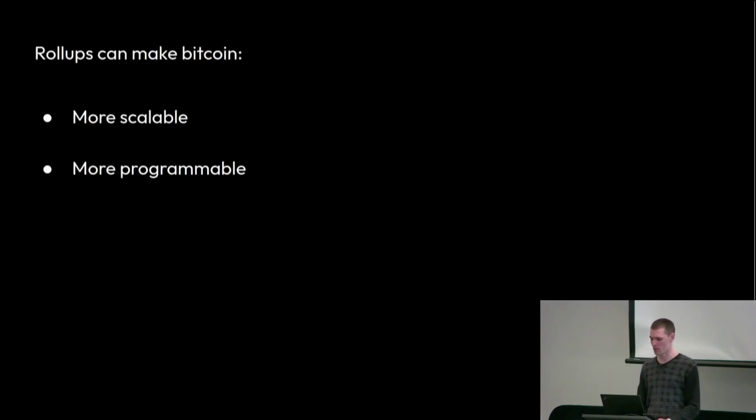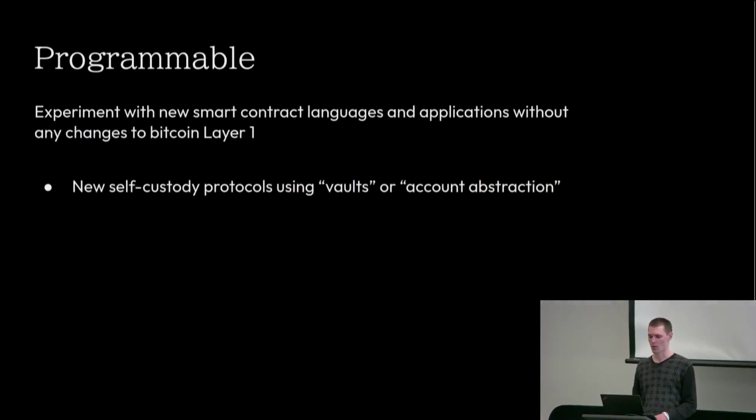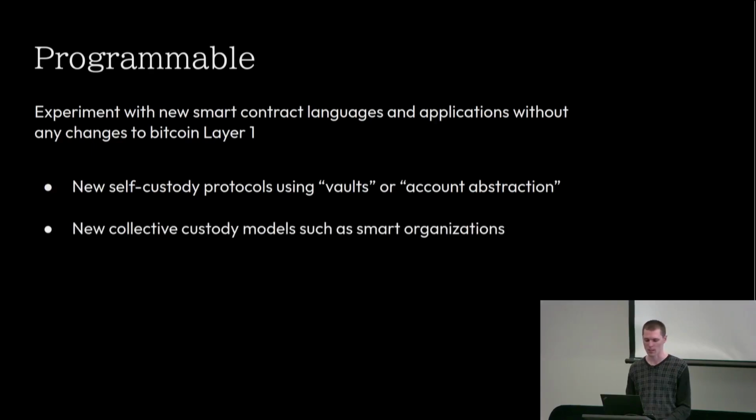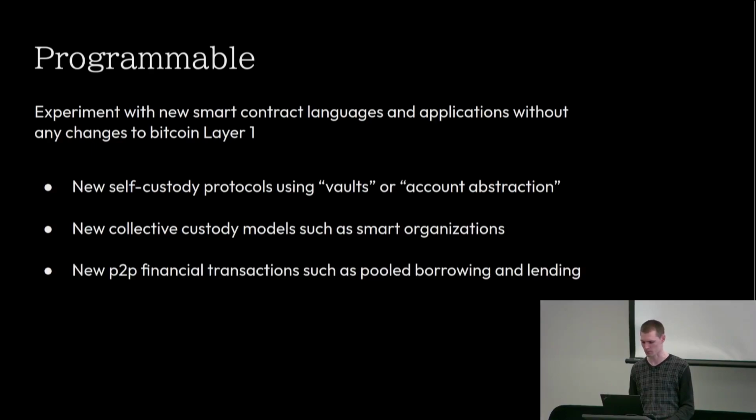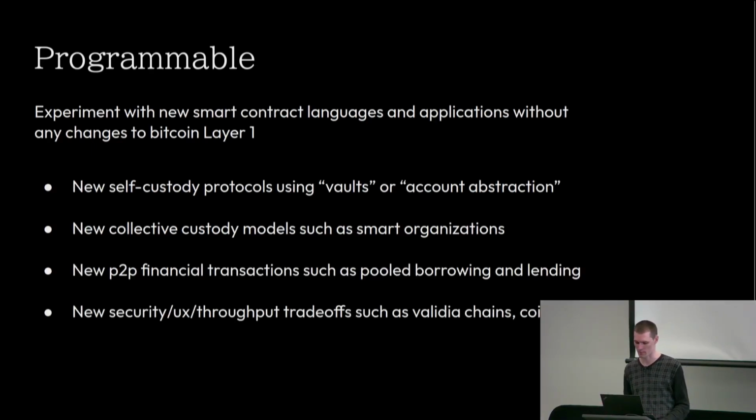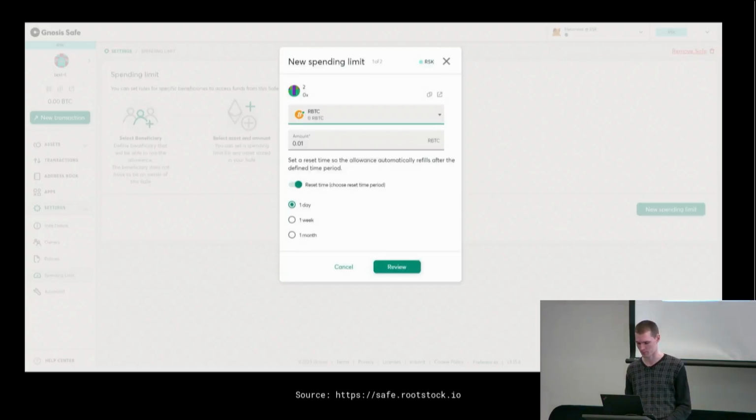Rollups can also make Bitcoin more programmable. For example, we could experiment with new kinds of smart contract languages and applications without having to make any further changes to Bitcoin layer 1, such as new self-custody protocols like vaults or account abstraction, new collective custody models like smart organizations or DAOs, new peer-to-peer financial transactions such as pooled borrowing and lending, new security, UX, and throughput trade-offs like validity chains, coin pools, ARCs, etc.